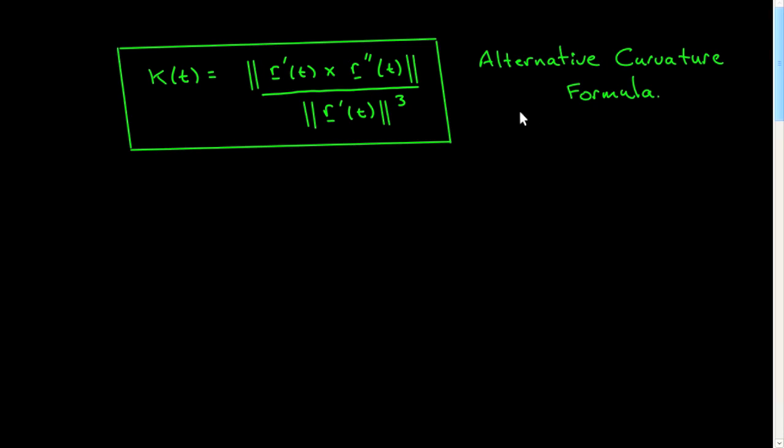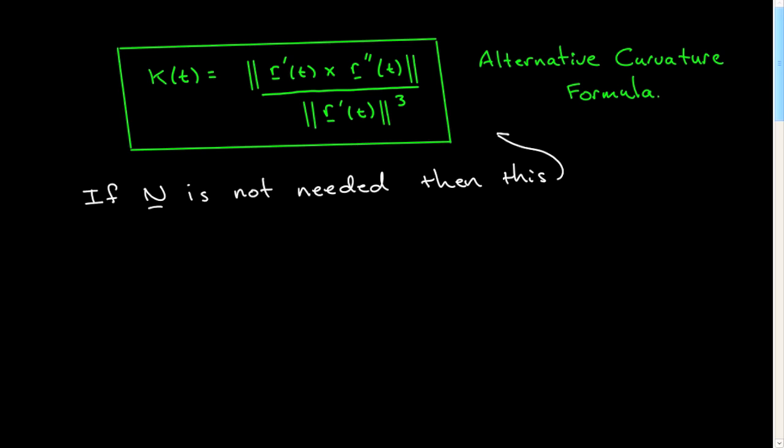In this screencast, I'm going to discuss the alternative curvature formula. This is the name I've given to this formula. It's not a universal name. The main message is that if you're doing calculations and if the normal vector is not explicitly needed, then this formula here is much easier than the curvature in terms of the definition.